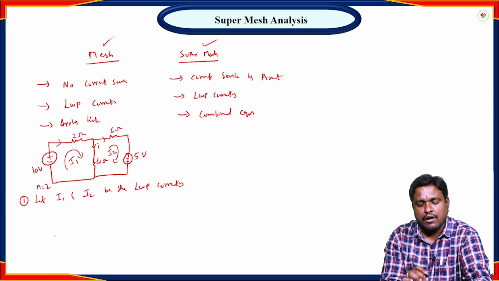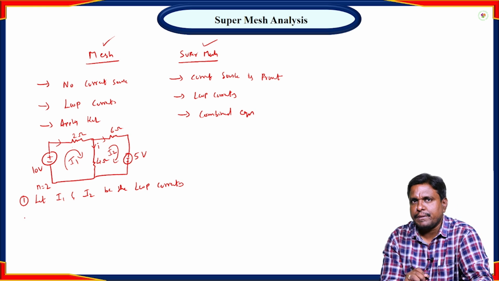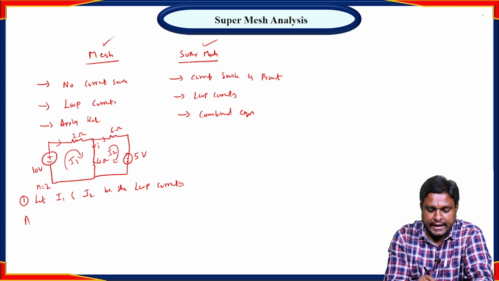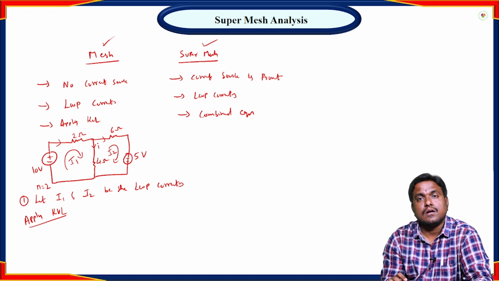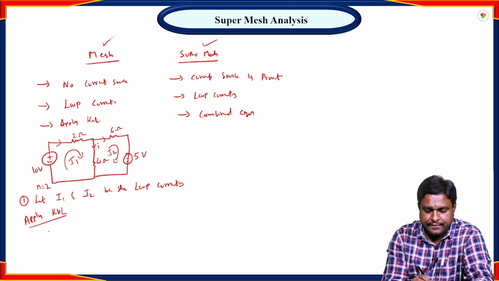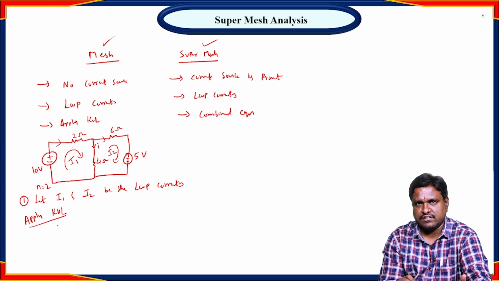Okay. So after indicating the loop currents, the next step is we have to write the loop equations. How to write the loop equations? We are going to apply Kirchhoff's voltage law to get the loop equations. So here we have two loops, so we are going to get two equations.